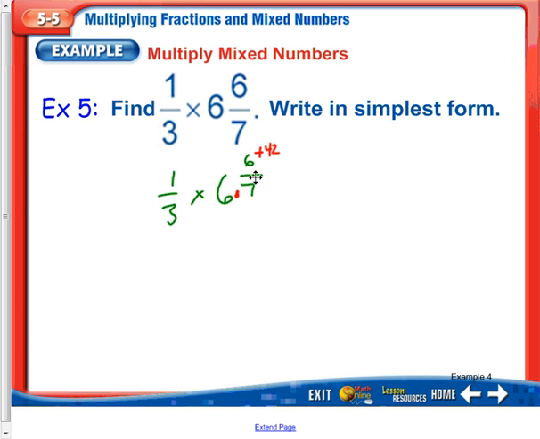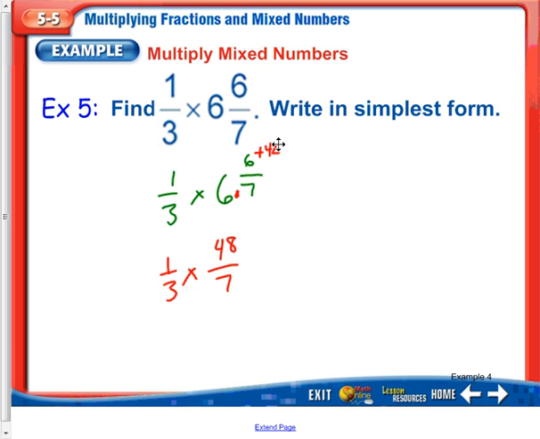6 times 7 is 42. So I need to add 42 to the numerator. The denominator won't change. Again, remember, we're just renaming that fraction. So I'm going to rewrite that as 1/3 times 48/7. Now, how did I get that?